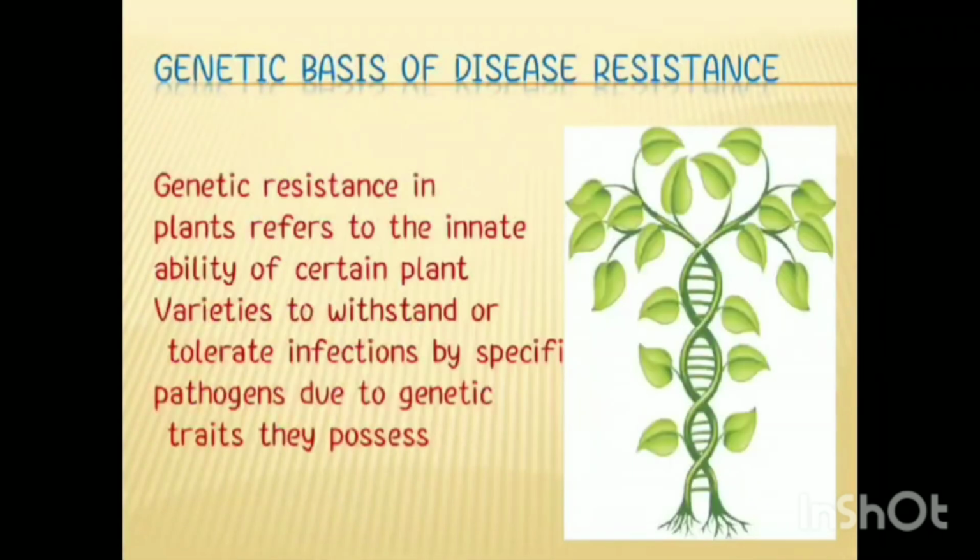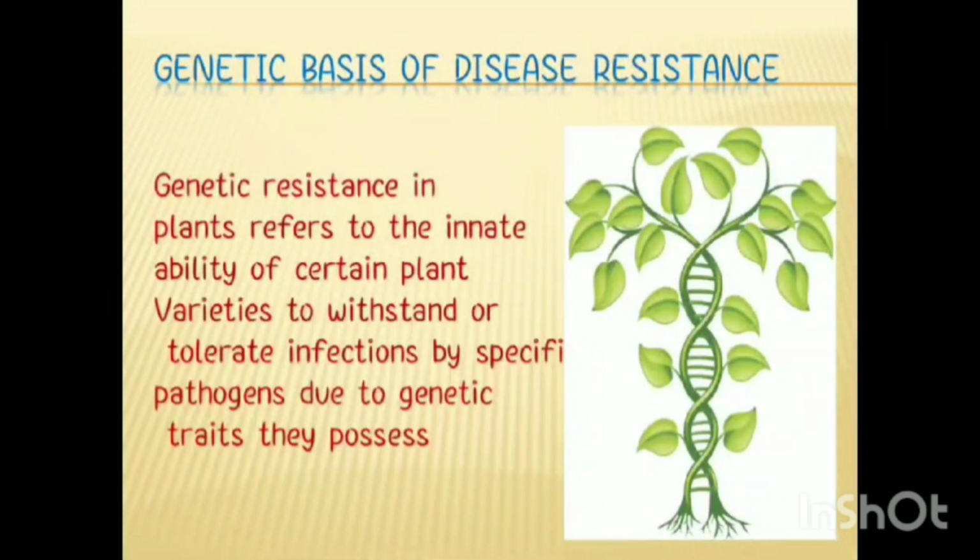Next, the genetic basis of disease resistance. Genetic resistance in plants refers to the innate ability of certain plant varieties to withstand or tolerate infection by a specific pathogen due to its genetic makeup. This form of resistance can be the result of various mechanisms such as the production of antimicrobial components, strengthening of cell walls, and activation of defense signaling pathways.